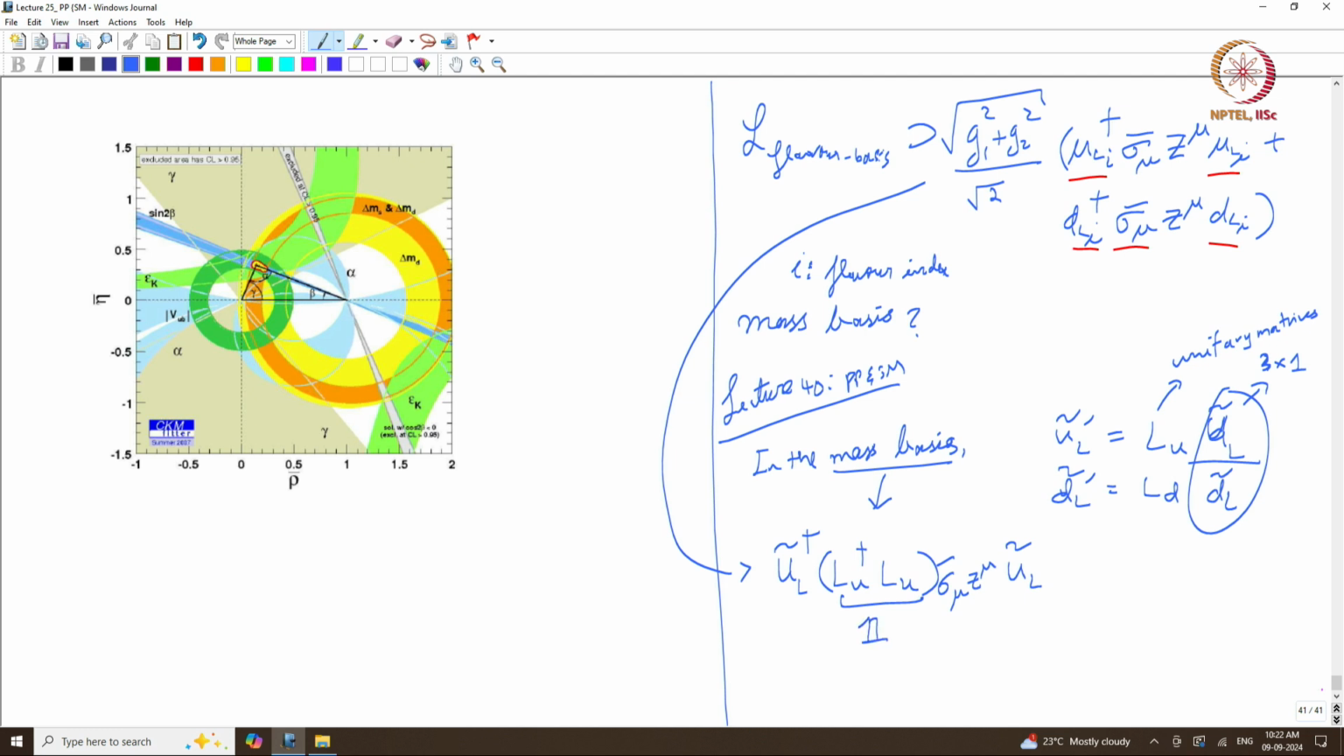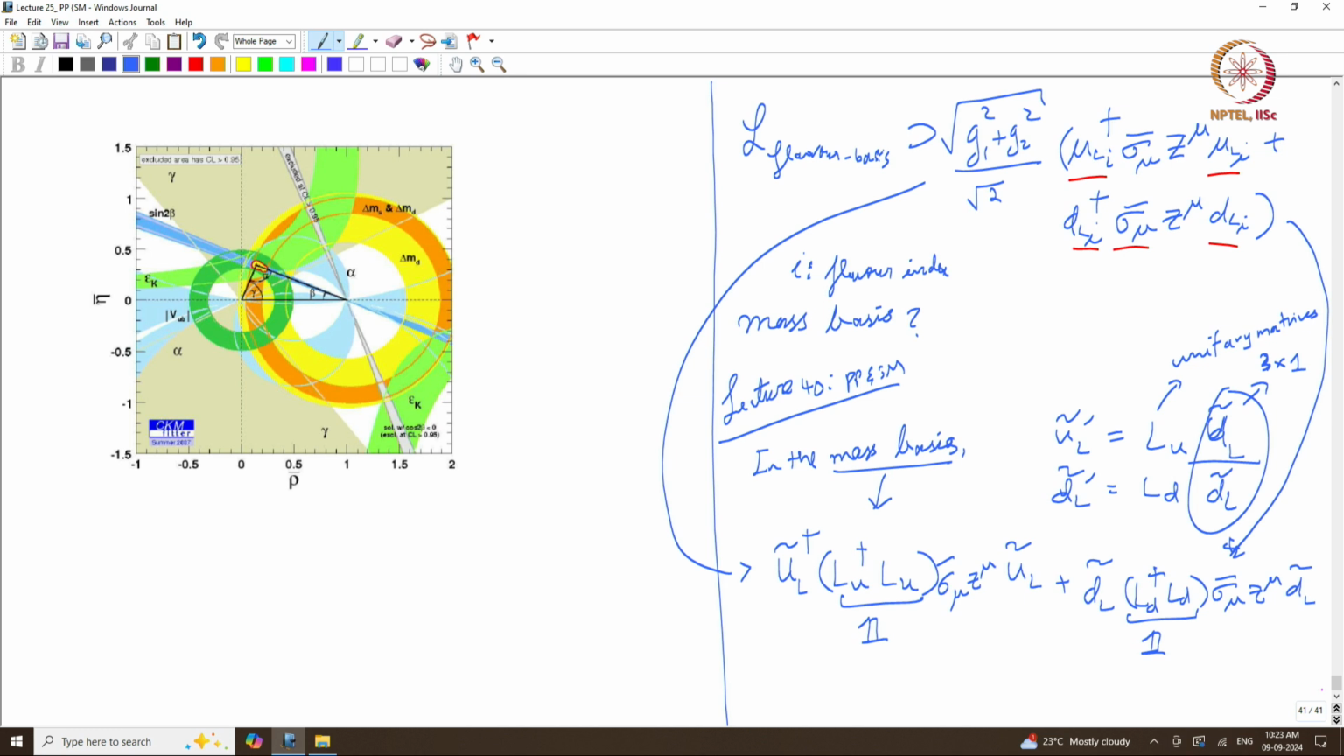And similarly, what will I have here? What is this term? Once again, I would rotate it such that I have an L_D dagger, L_D, sigma bar mu Z_mu, D_L dagger. And what is this again? That is also unity.